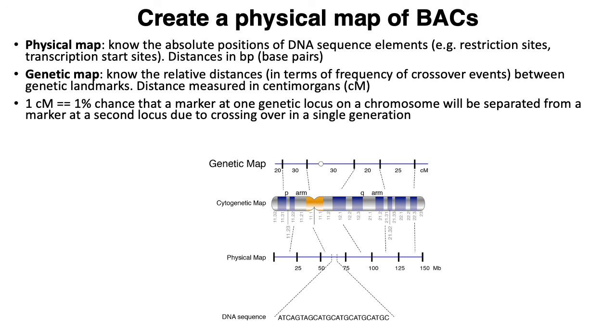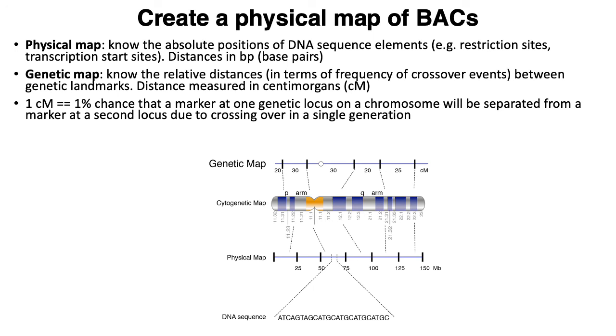And just as a quick review, a physical map of a genome means that you're basically trying to build a map of the genome where you know the absolute position of different DNA sequence elements. What that means is that you know the rough or precise position of where different restriction sites are, or transcription start sites in the genome. Like the transcription start site of GATA4 is at position 11 billion of chromosome 5 or whatever.